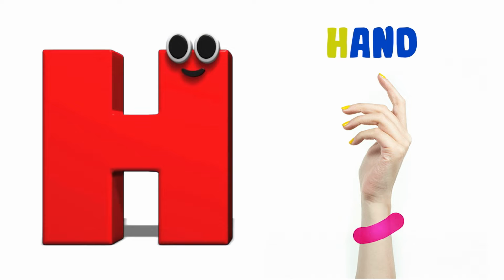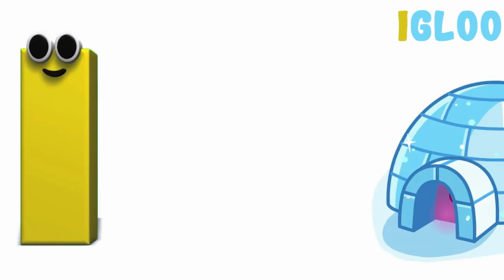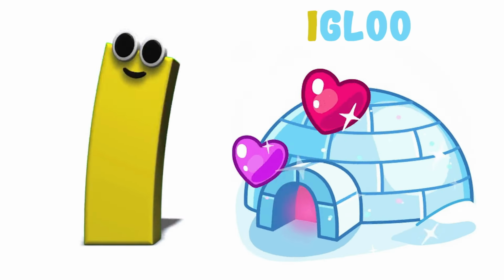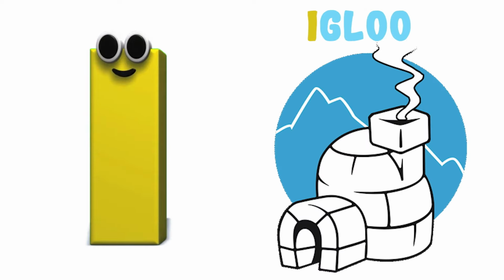H is for hand, h, hand. I is for igloo, I, I, igloo.